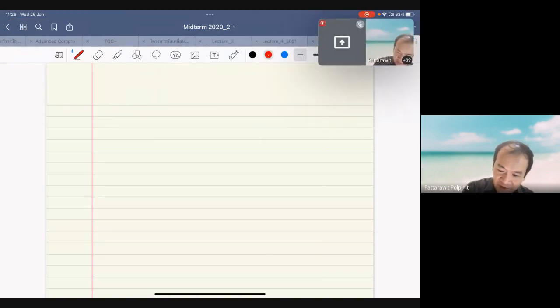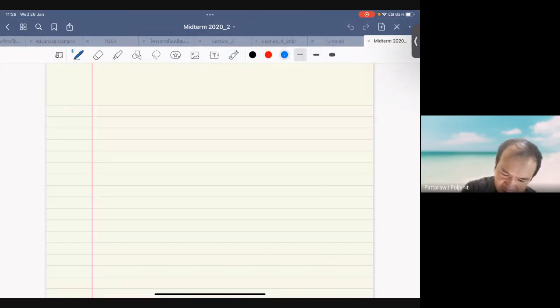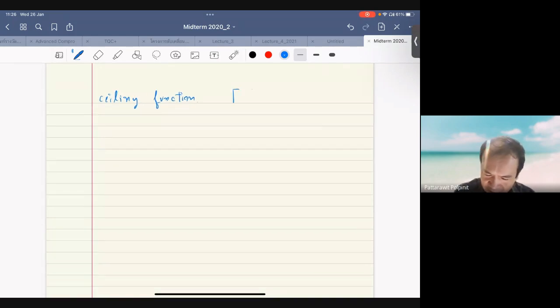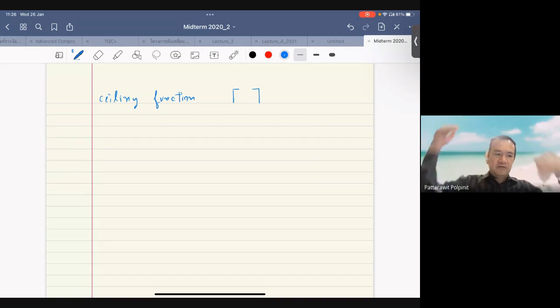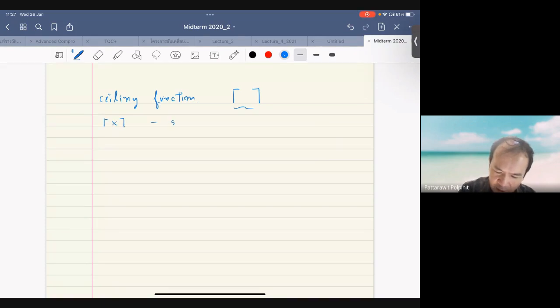Okay, I was talking about the ceiling function. We use a symbol like a roof, a ceiling, so something is on top of you. So basically the ceiling of x is the smallest integer number that is greater than or equal to x.